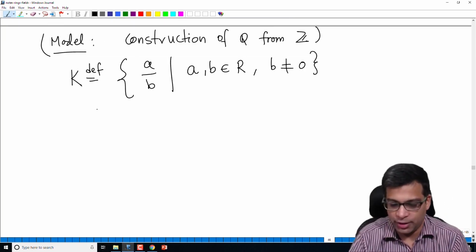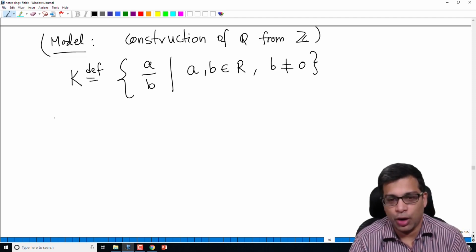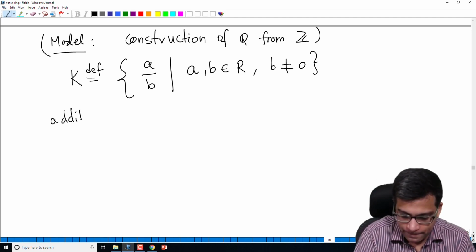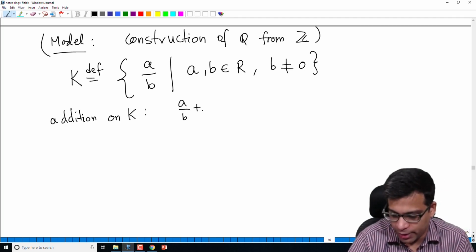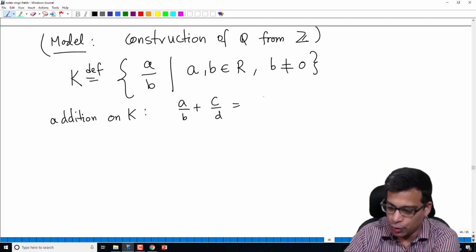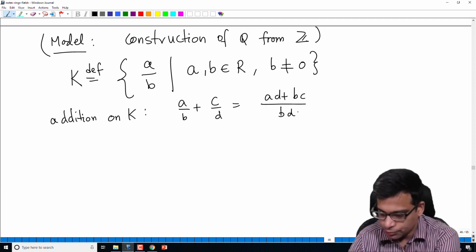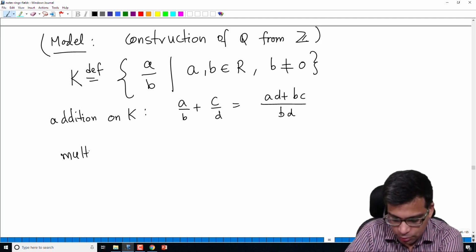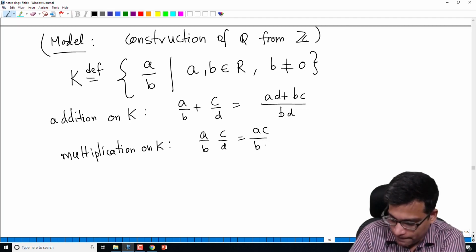So now I want to make K a field. First of all, we have to define two operations on it, addition, and it is exactly what you would expect, that you are familiar with from rational numbers. So if you have two ratios, how do you add them? You simply add them like this. And what is multiplication? This is simply A by B times C by D is AC by BD.